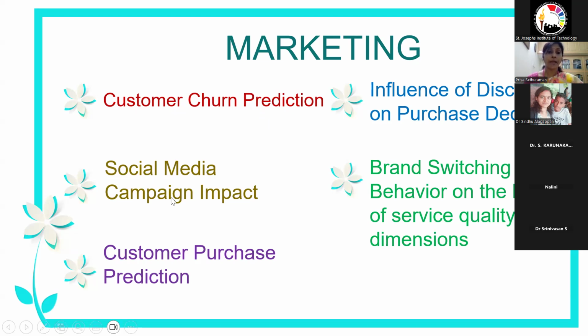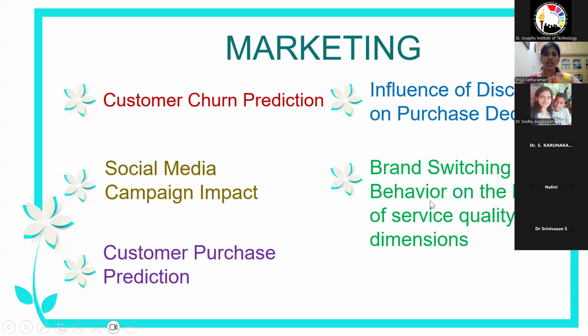And social media, campaign impact on the sales. So for that also you can use the logistic regression. Then customer purchase prediction, whether he will purchase or not. Okay. Then influence of discounts on purchase decision, and then brand switching, whether a particular customer will switch to another brand or not, on the basis of service quality dimensions of a particular company. Okay. So remember, please, all the dependent variables that we are going to consider here are binary outcomes.